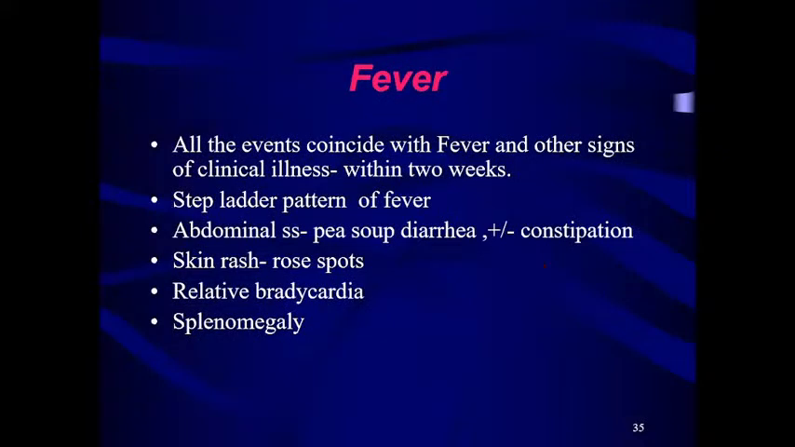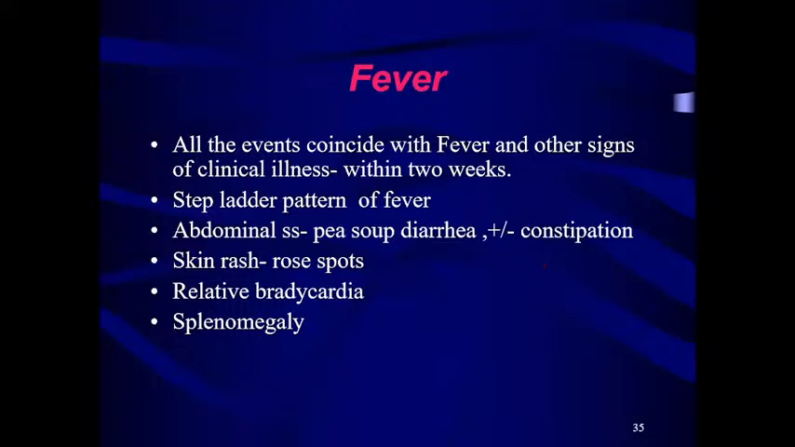All the events coincide with fever and other signs of clinical importance within 2 weeks. There's a step ladder pattern of fever. There are abdominal symptoms: pea soup diarrhea, plus or minus constipation. There are rose spots, a skin rash of tiny rose-colored spots on the skin in lighter-skinned subjects. There's relative bradycardia. This is a patient who has fever, but the heart rate is not as high as we anticipate in other febrile patients. And also you have splenomegaly.